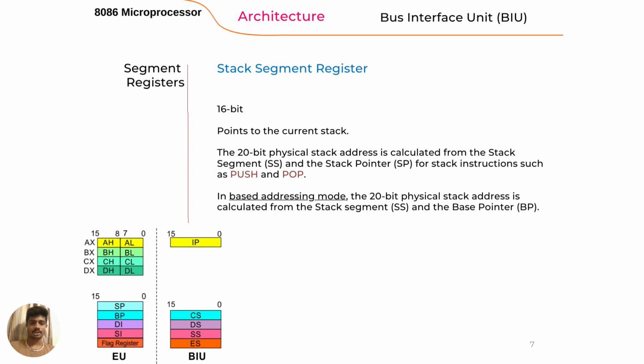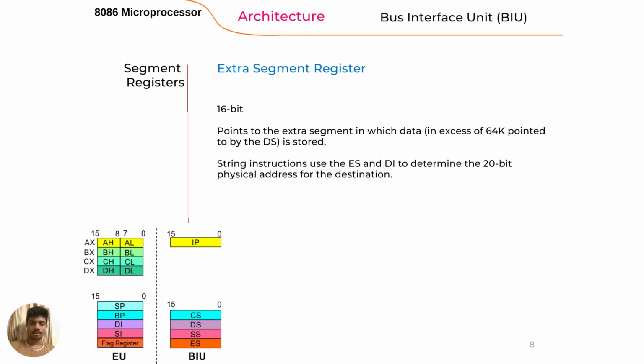Stack segment register. It is also of 16-bit. It points to the current stack. The 20-bit physical stack address is calculated from the stack segment and the stack pointer for stack instructions such as push and pop. If we talk about extra segment register, it is of 16-bit. It points to the extra segment in which data in excess of 64 KB pointed to by the DS is stored.